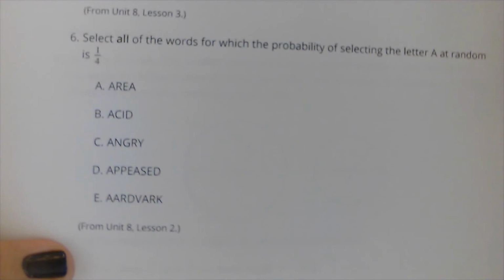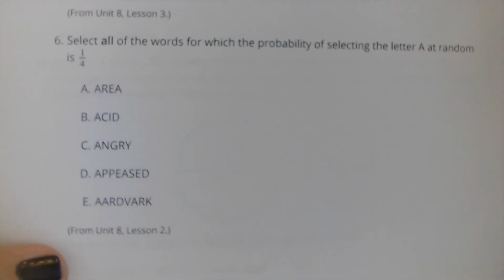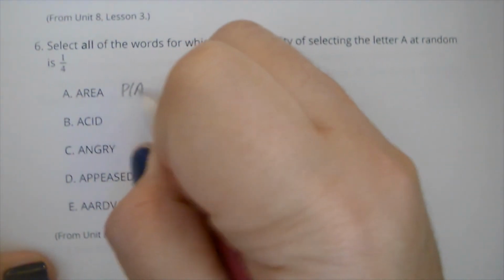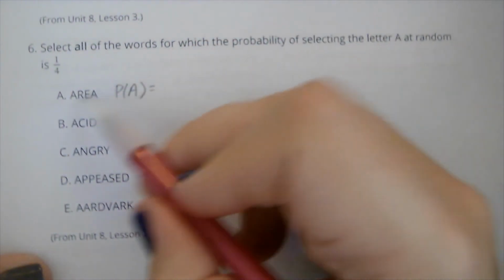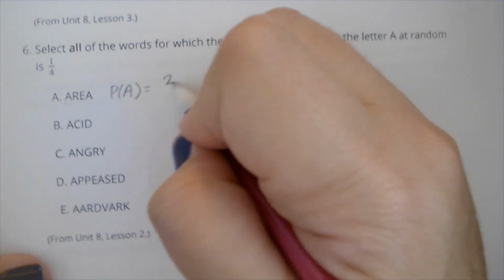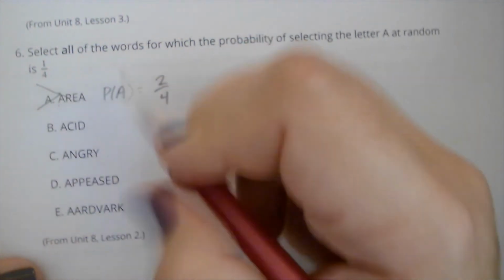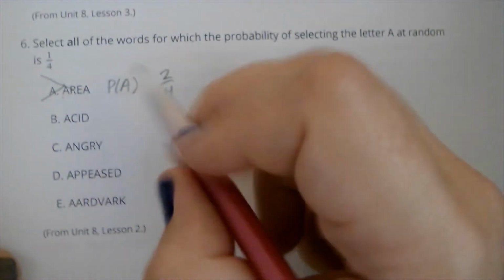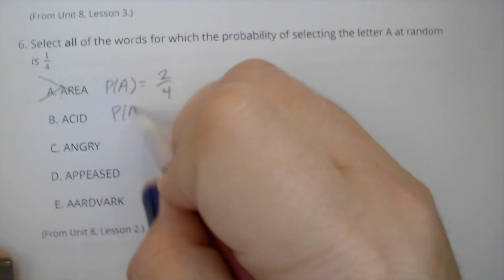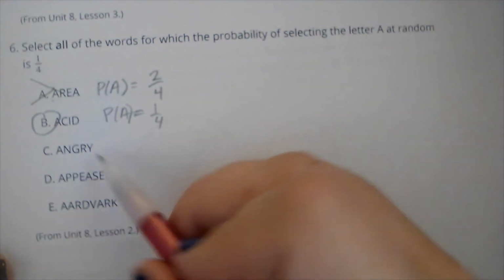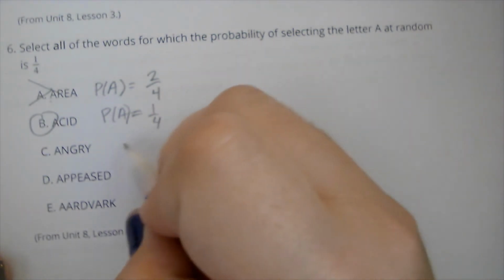Select all of the words for which the probability of getting a letter A at random is 1/4. All right, so looking at A, probability of getting an A is 2 out of 4 for this one. I don't want that one. Probability of getting A in the next one is 1 out of 4. So I'll choose this one. For angry, it's 1 out of 5.